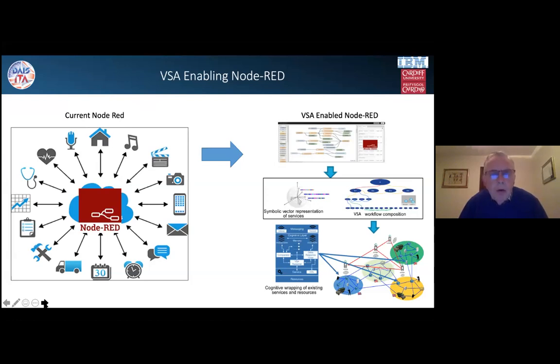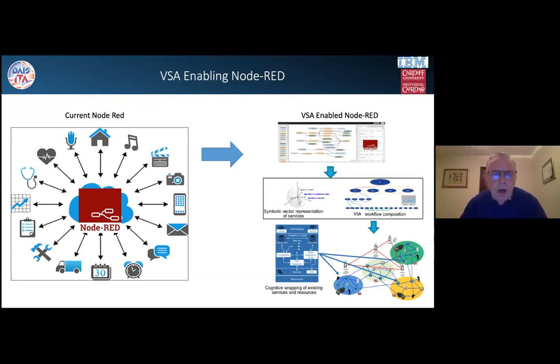And Node-RED operates in this way. It essentially sits, you can think of it sitting in the cloud, and the cloud is connecting out to edge devices that you can see here on the left-hand side. So it is really a central point of control.